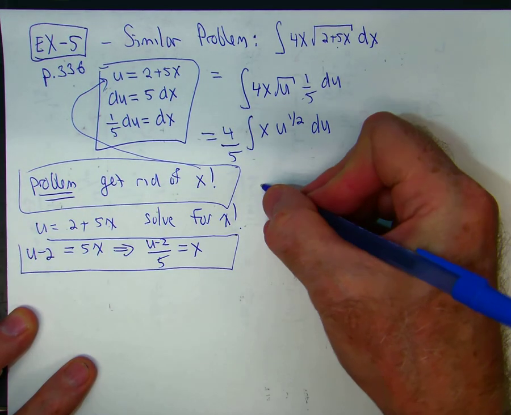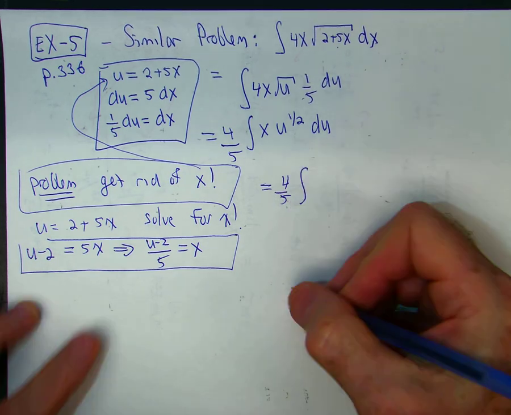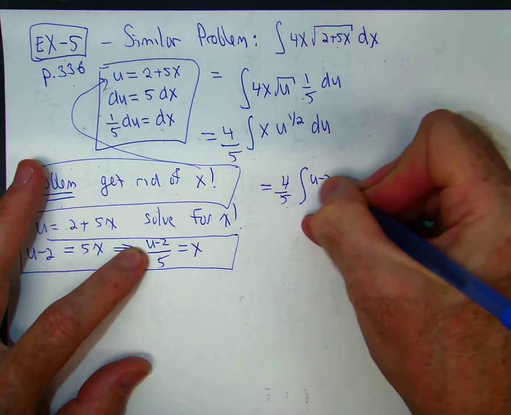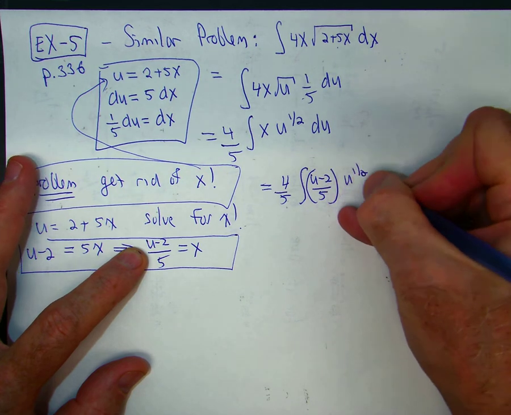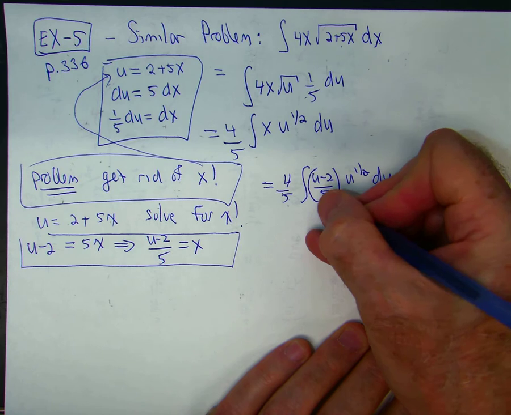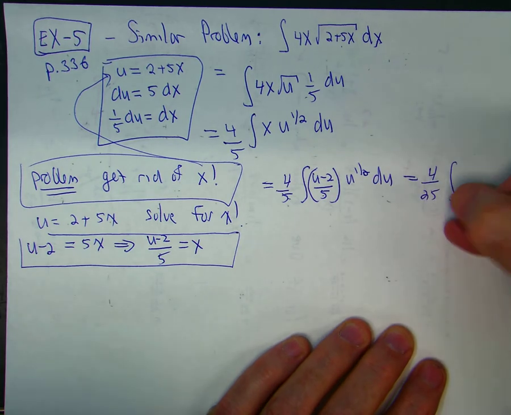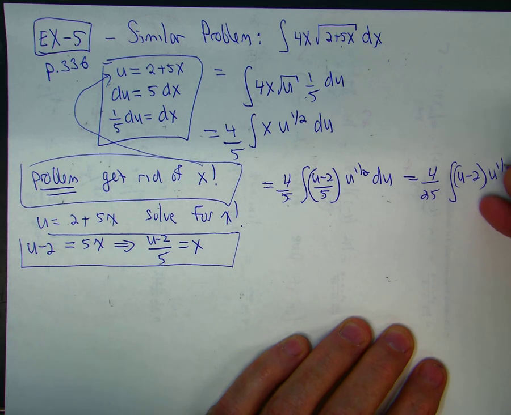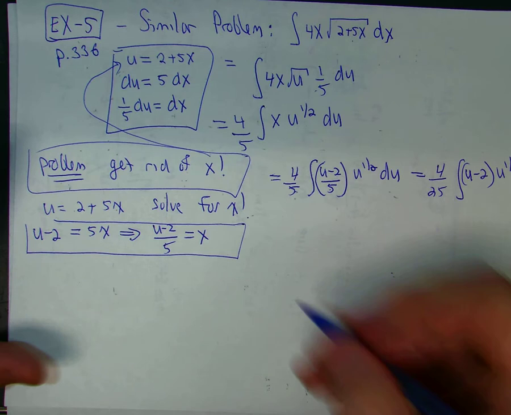So again, I'm just going to recopy 4/5. I get (u minus 2) over 5, u to the 1/2 du. Okay, let's work with that. I'm going to take that 5 outside, and I get (u minus 2), u to the 1/2. I find constants inside the integral a distraction, so it's good to get rid of them.